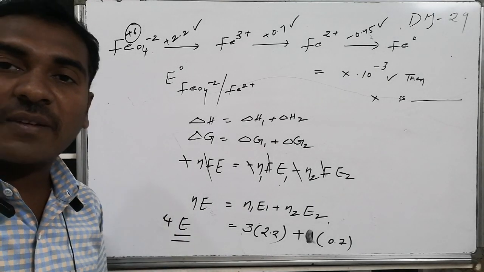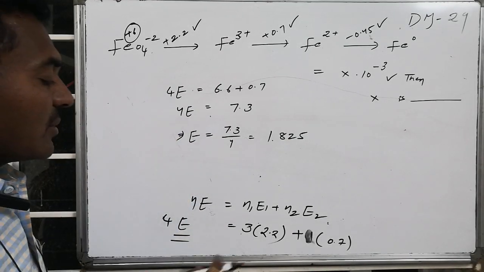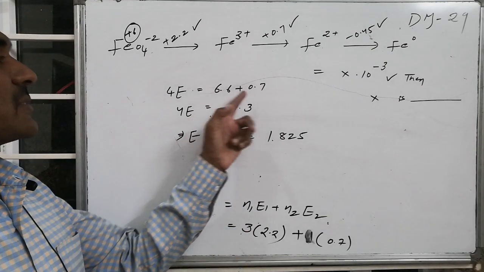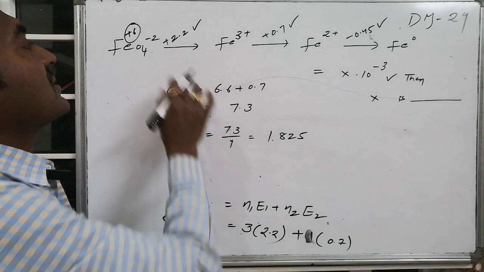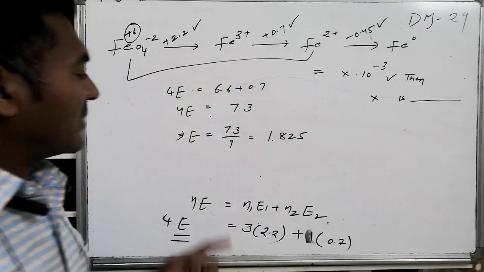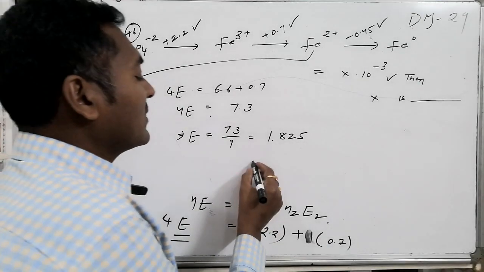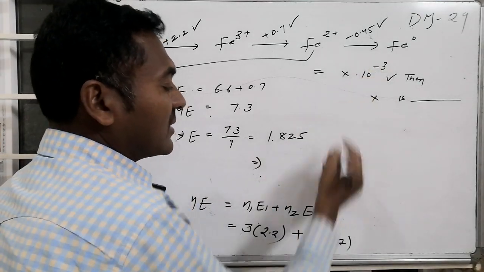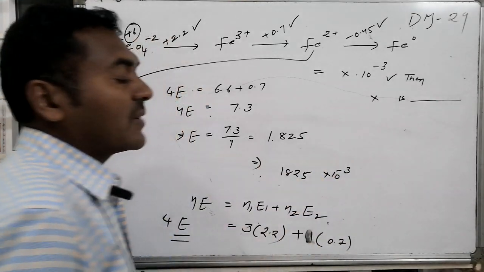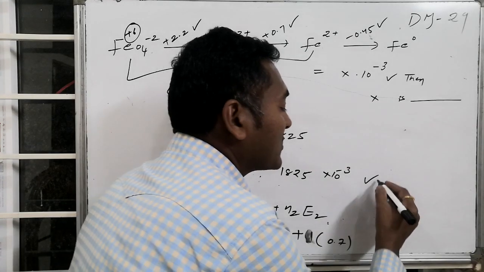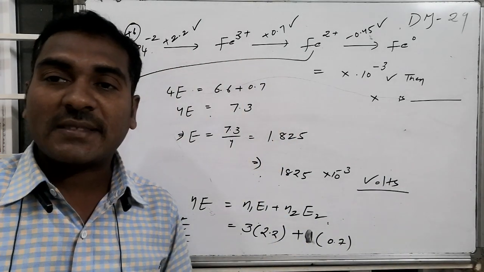On calculating this value, 4E becomes equal to 3 into 2.2, that is 6.6, plus 0.7, that is 7.3. E, the potential of this particular process from here to here, is found to be 7.3 by 4, that is 1.825. If I want to express that in terms of 10 power minus 3, this reaches 1825 into 10 power minus 3 volts.